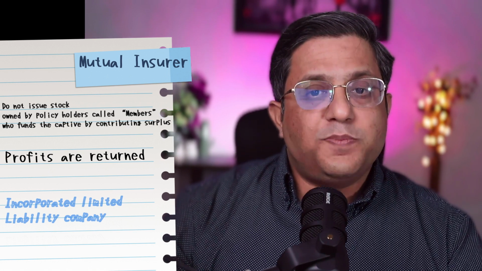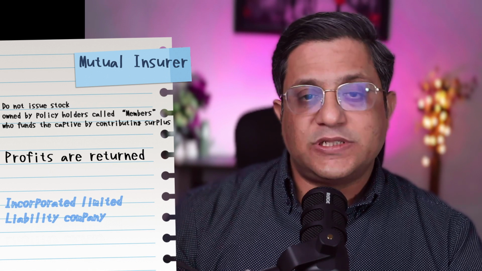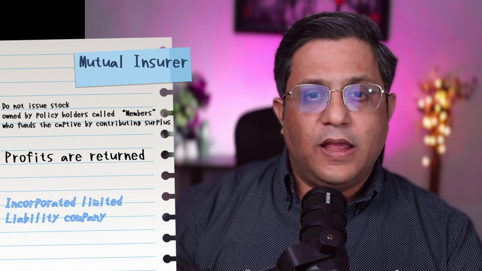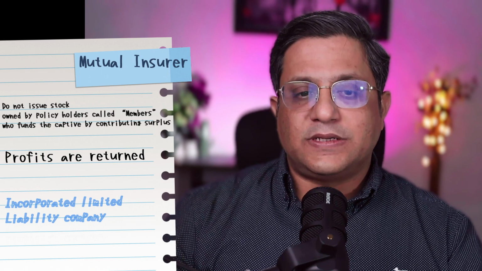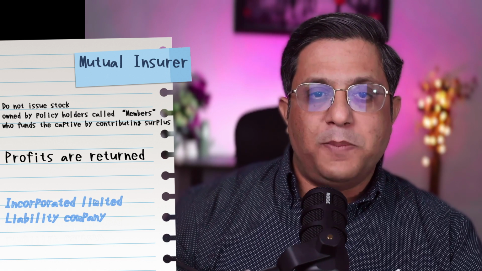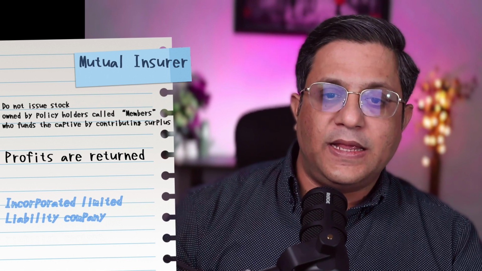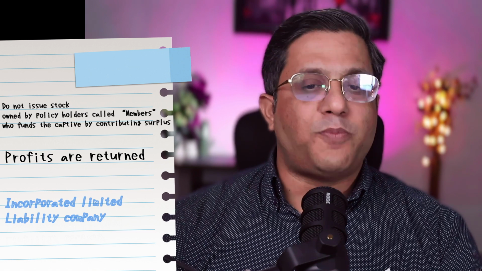The second type we discussed was the mutual insurance company. We have discussed in detail what a mutual insurance company is in episode 1 itself. But for a quick recap, a mutual insurance company is an incorporated company and it also has limited liability. The fundamental difference between a mutual insurance company and a stock company is that the mutual insurance company does not issue stock and it is owned by the policyholders called members. These members fund the captive by contributing surplus. Surplus is a kind of capital. Profits of captives are returned to the policyholders.